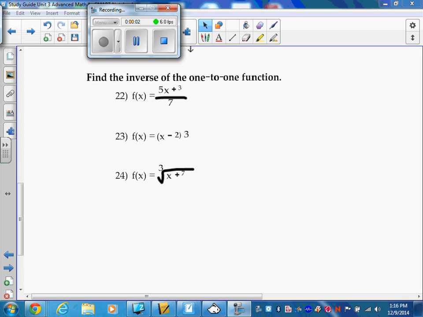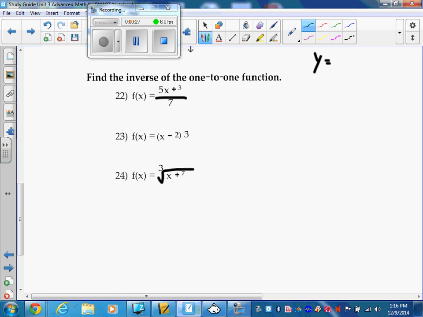3 of our study guide. We're finding the inverse of these functions. So remember, there were 3 steps to this. The first step was rewriting the problem with y instead of f of x. The second part was exchanging x and y, and then the third part was solving for y. So let's rewrite this as y equals 5x plus 3 divided by 7.